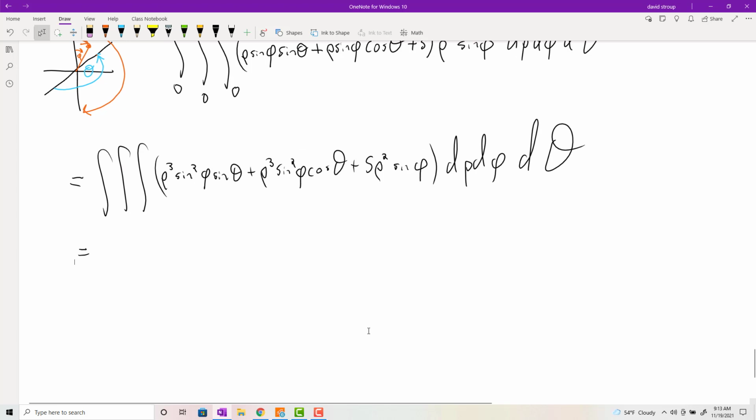Okay. So with respect to rho, you're going to get rho to the 4th over 4, and then a rho cubed over 3 on that last term. Someday I'll do this.